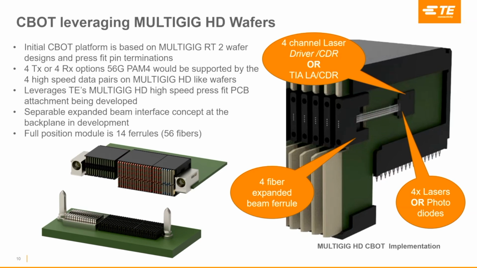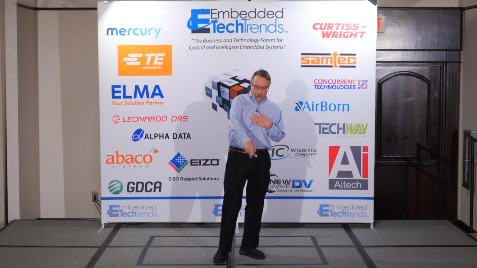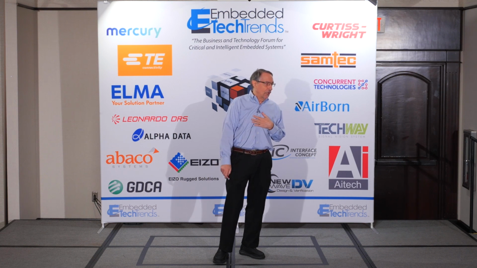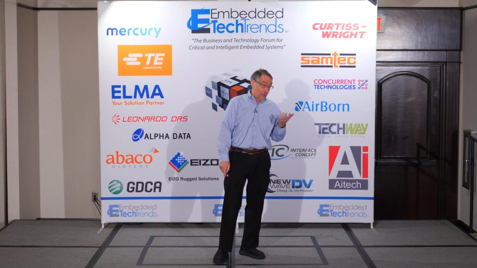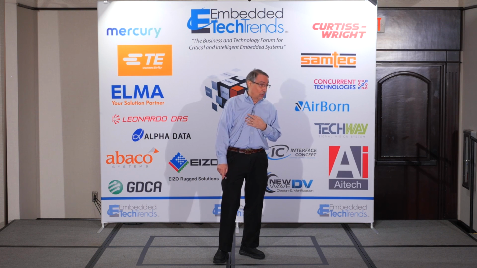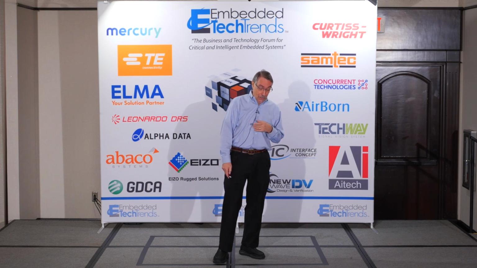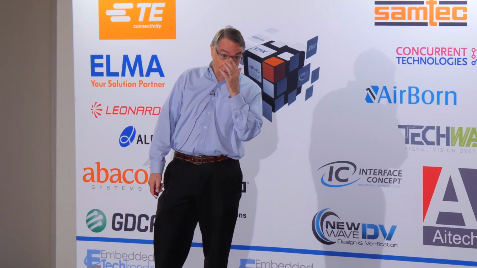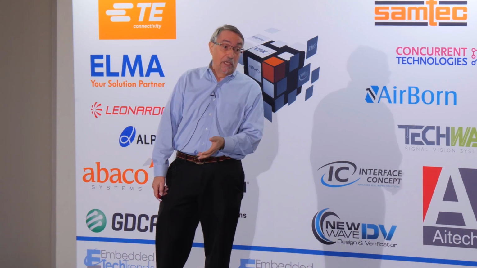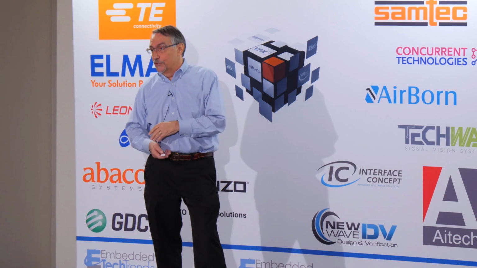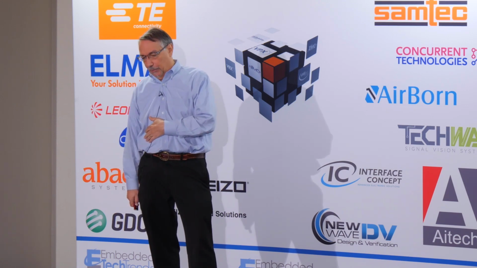But just as a size comparison, you can see that a fully populated module concept like this would give you 14 ferrules. That's 56 fibers. So that's 28 quad devices. And you can see the mating backplane that installs the mating side of those optical ferrules so that you've got the float and the mechanical tolerances you need to get that to work in a blind mate backplane situation.